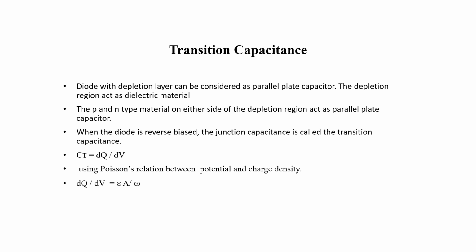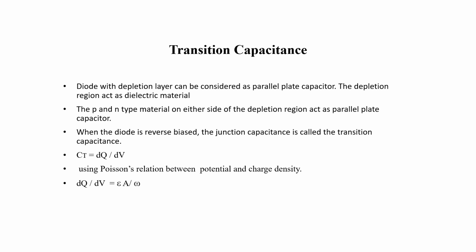As the charged particles move away from the junction, there exists a change in charge with respect to the applied reverse voltage. So, the change in charge, that is dQ, with respect to the change in voltage dV, is nothing but a capacitive effect. Such a capacitance which comes into the picture under reverse bias condition is called transition capacitance or space charge capacitance. If W is the width of the depletion region, then the transition capacitance is given by Ct is equal to epsilon A by W.